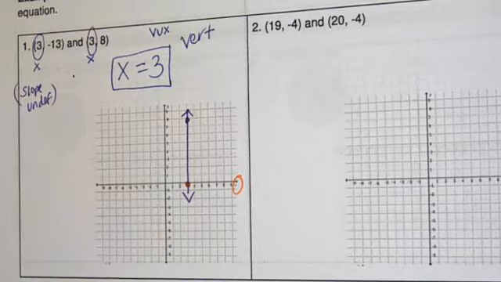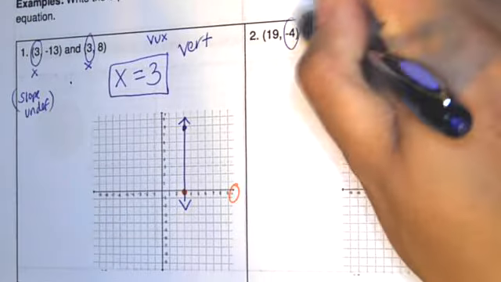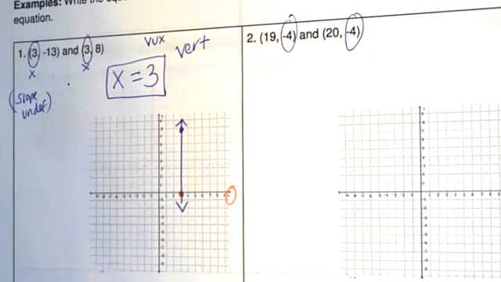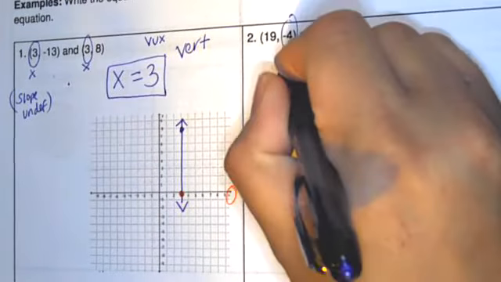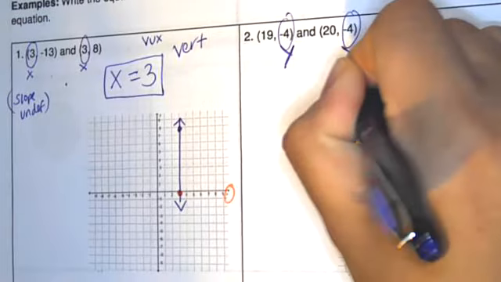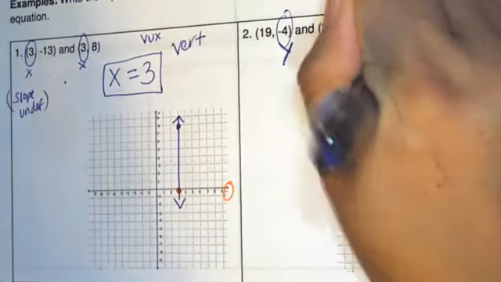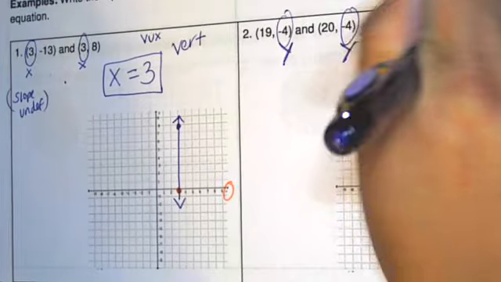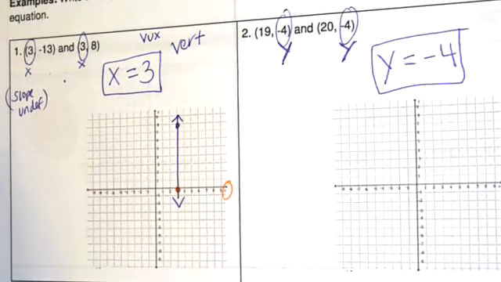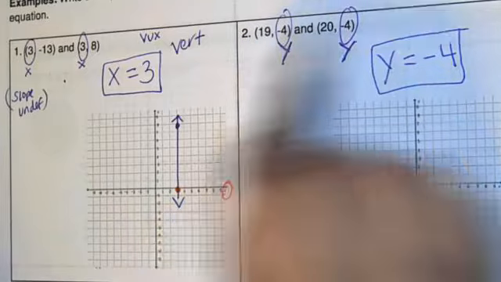Okay, and then let's try the last one on this page before we go to the next one. I'm going to again circle the number that repeats itself in the coordinates, and this time the coordinates that are repeating themselves are the y's. Both of them have -4 for y. That means y is always going to be -4. So you write your equation as just y equals -4.